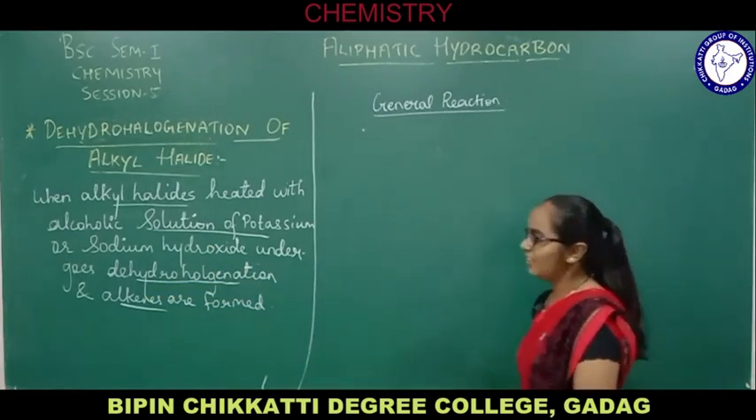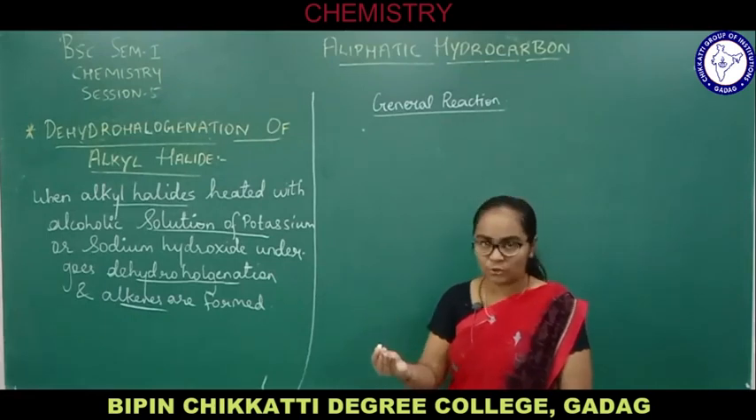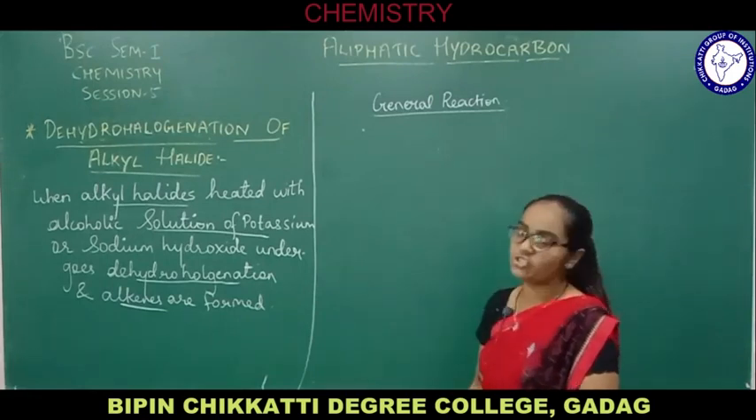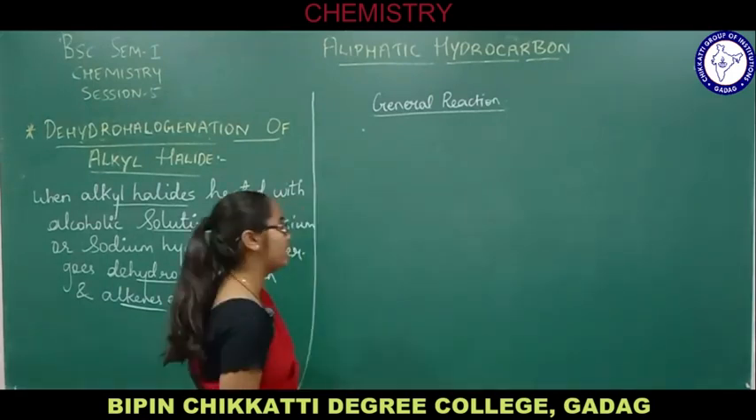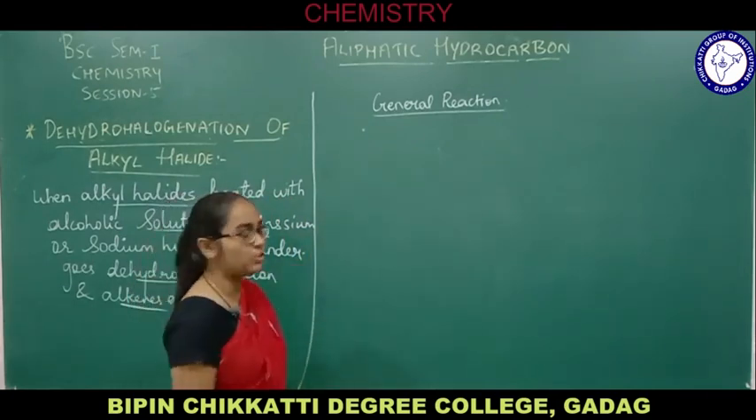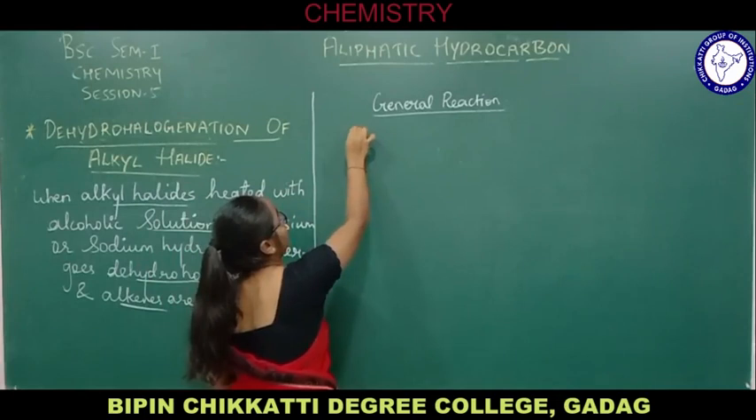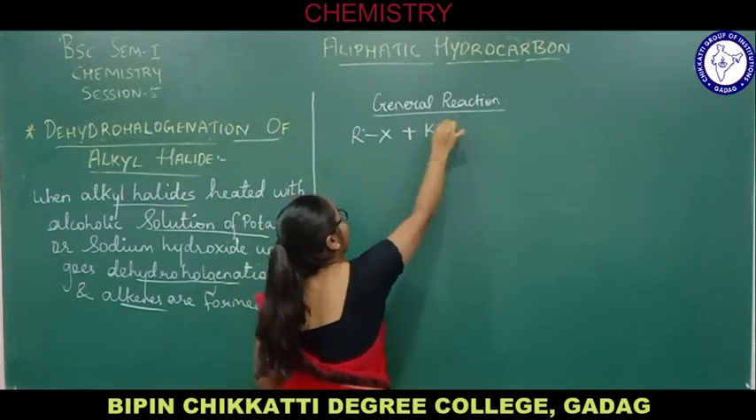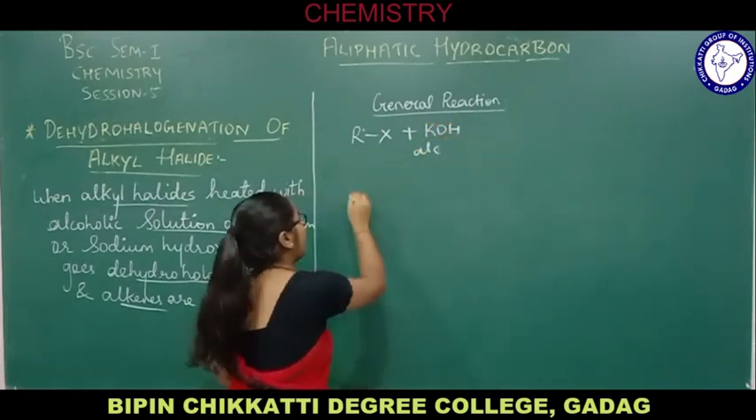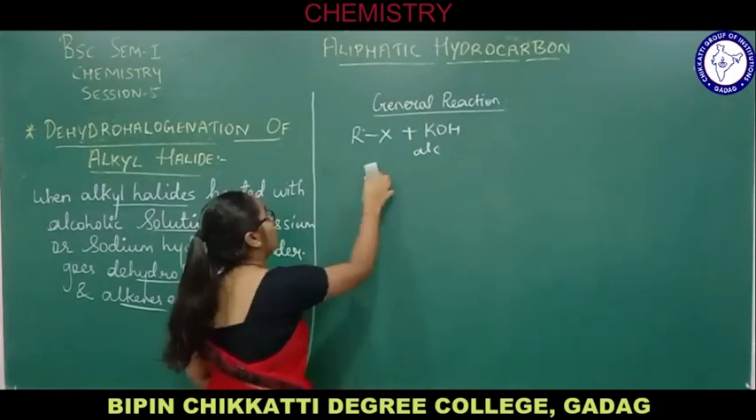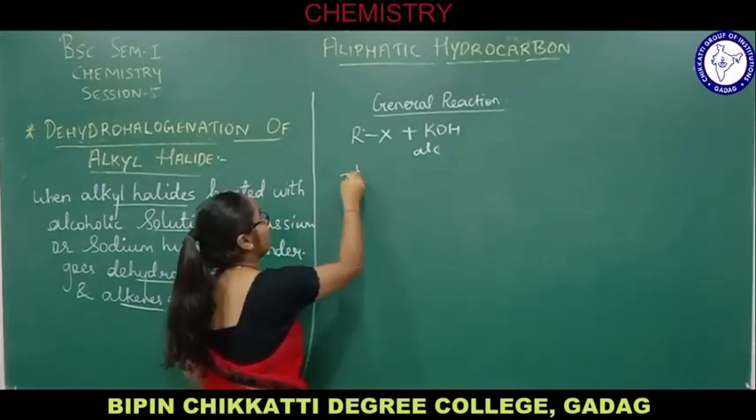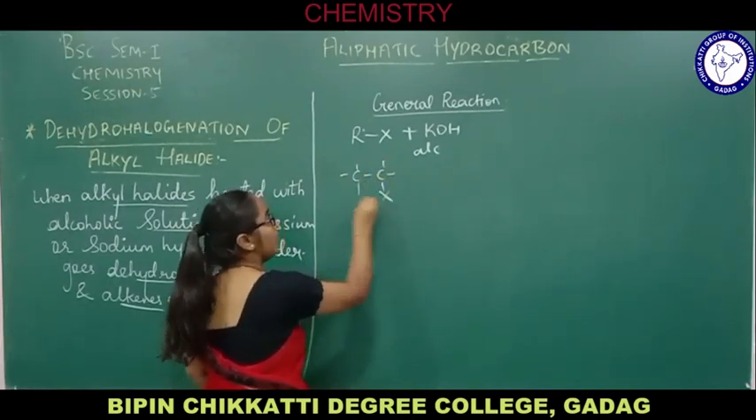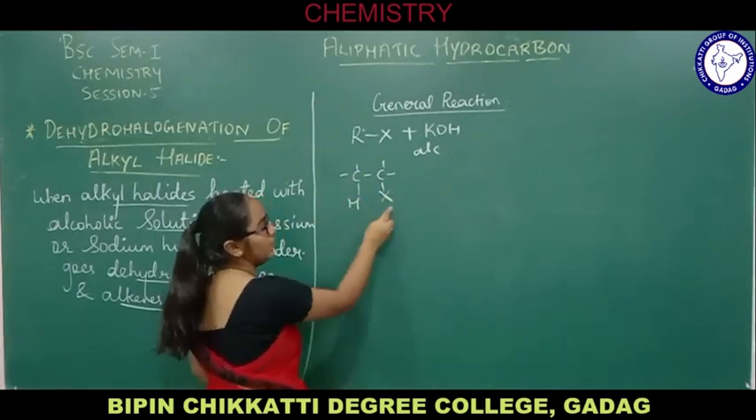Now, which carbon will lose the halo group and which carbon will lose the hydrogen, that we also need to understand. While writing down the general reaction, you will understand more precisely. So let's write down the general reaction. First, the alkyl halide needs to be treated with alcoholic potassium hydroxide. Let's take one alkyl group here. So when I treat the alkyl halide, this is the halide group and this is the hydrogen group. Now this is the alkyl halide, right?